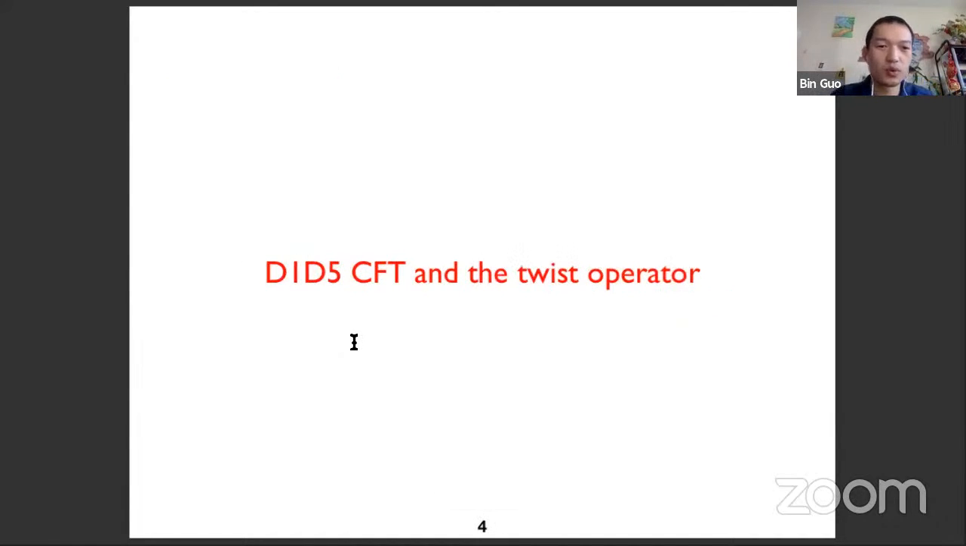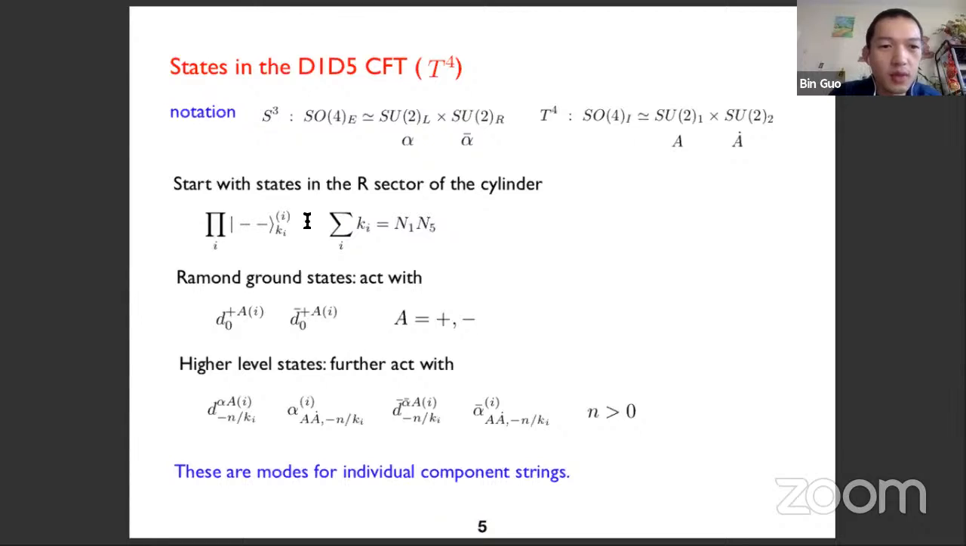Let me briefly introduce the D1, D5 CFT and the twist operator. In our notation, we will use alpha to label the doublet for the left-moving SU(2) and alpha bar for the right-moving SU(2), and A and A dot for the two SU(2)s from the T4. We will consider the compactification as T4. To build all the states, we can start with a state that is a product of many component strings labeled by i, and the length of the ith string is K_i. The total length is n1 times n5. It carries the left-right moving charge minus half.